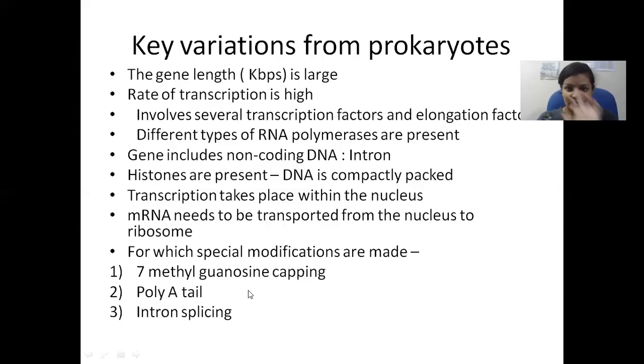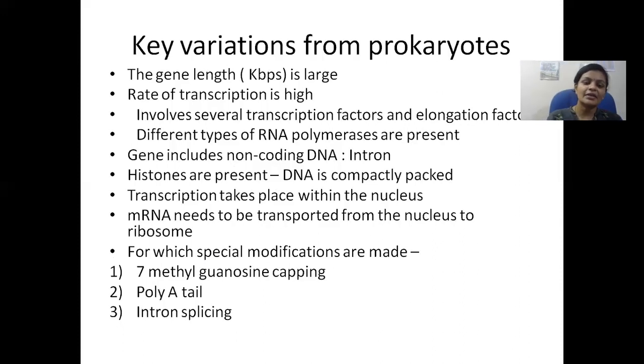So these are the changes which we observe in general in the process of transcription. To put it in a nutshell, the complexity is what matters. Prokaryotic transcription is simple, but the same stages are happening in eukaryotes in a much more complex manner, on a larger scale. In addition to this, these 3 points are very important. These 3 processes are unique to eukaryotic transcription.